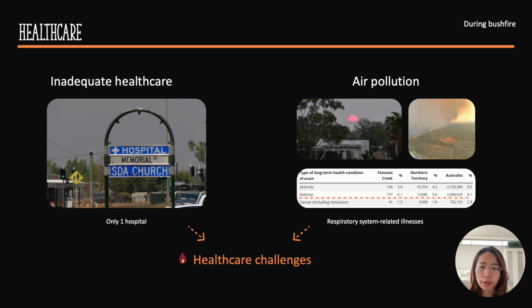Vulnerable patients, such as pregnant women, are required to travel 500 kilometers to Alice Springs to give birth, and chronic asthma issues, the second most prevalent long-term health condition in Tana Creek, can worsen due to air pollution caused by dust and ash from bushfires.